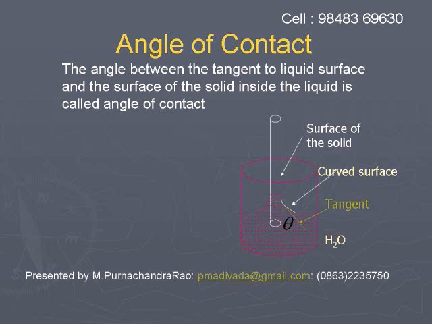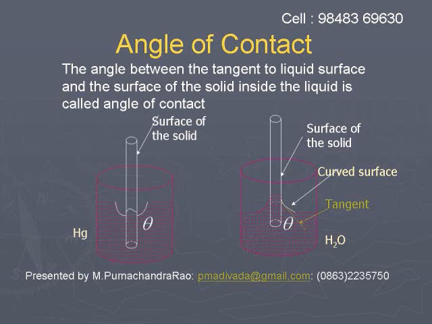is called the angle of contact, indicated by theta. By observation, we notice that this is an acute angle. It is less than 90 degrees.